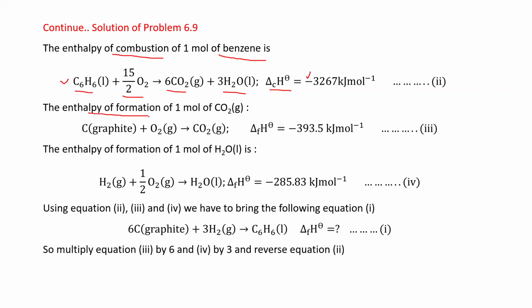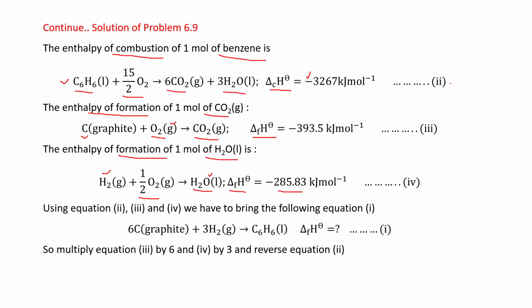Now enthalpy of formation of 1 mole of CO2. CO2 is formed from carbon in the form of graphite and oxygen as a gas, and this is also given to us. In the same way, enthalpy of formation of 1 mole of water, H2O, is formed from its constituent elements, that is H2 gas and half O2. Why are we writing this half O2? Because there is only one atom of oxygen in one molecule of water. And for this the enthalpy of formation is again given in the question.